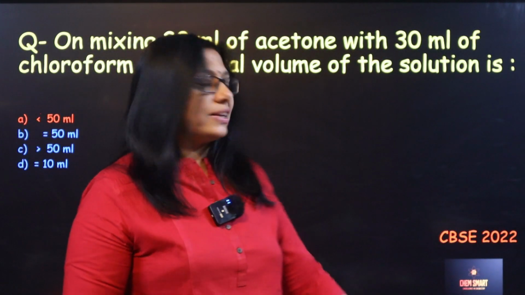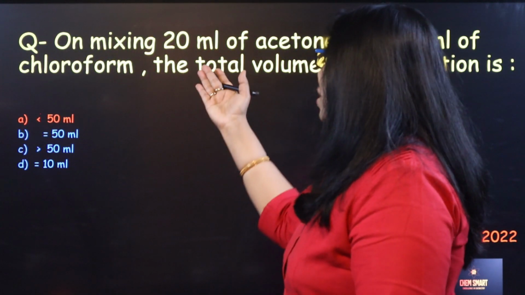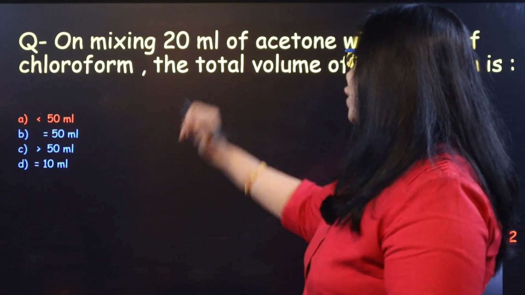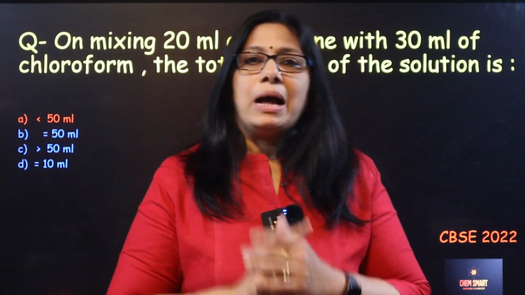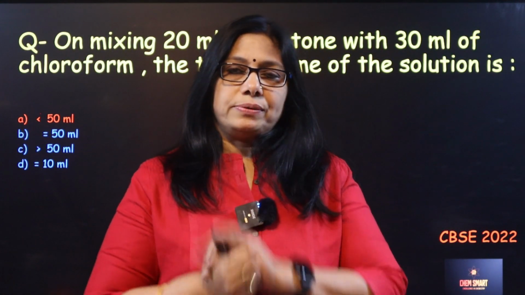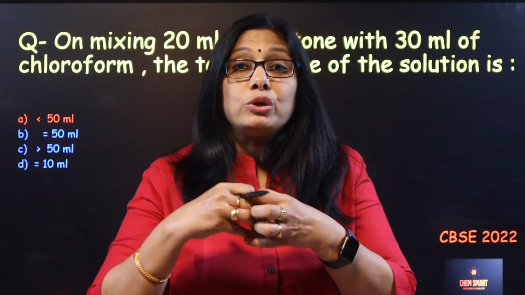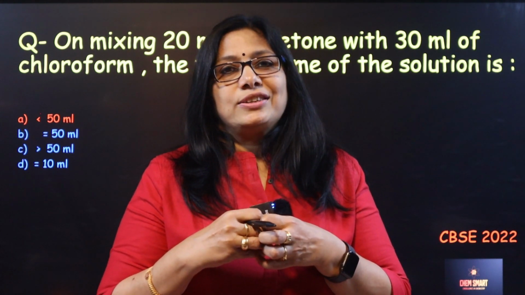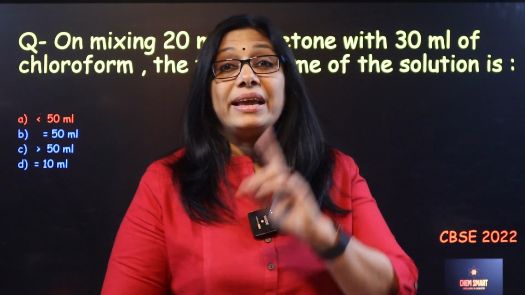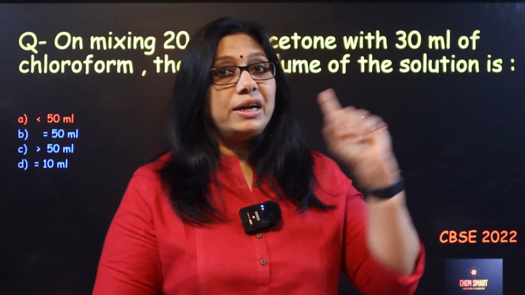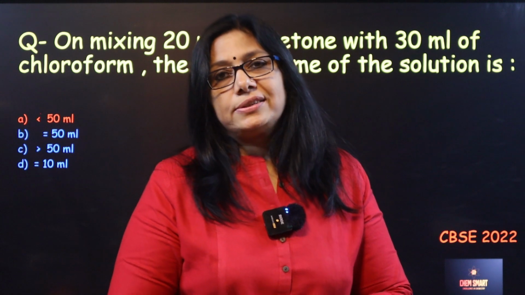Question number 1. As you can see, it is from the 2022 board paper. The question is, on mixing 20 ml of acetone with 30 ml of chloroform, the total volume of the solution is. What will happen when you mix chloroform with acetone? Chloroform and acetone, when they are mixed, will make mutual hydrogen bonds. So that mixture will form a solution which shows negative deviation from Raoult's law. You have studied this as an example under negative deviation. Yes or no? You have done it, right?